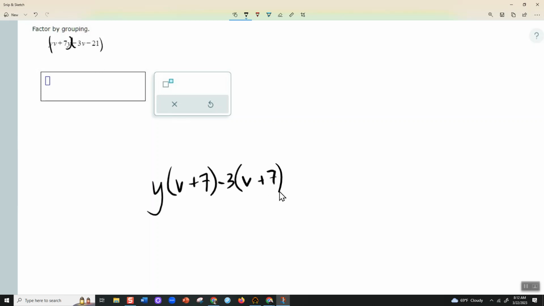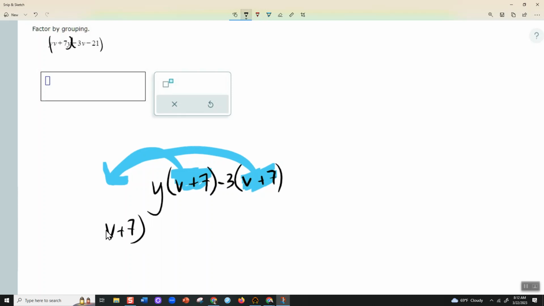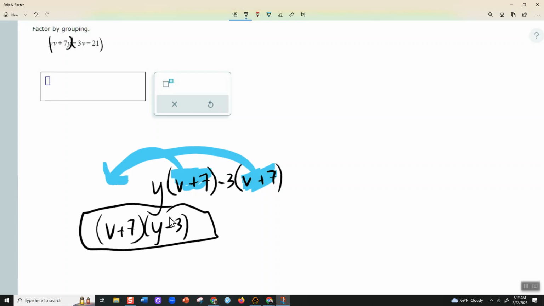positive 7. And again, I know I'm on the right track because I got this common binomial, v plus 7. It's the same in both of them. It gets factored out. It should always be there when you're factoring by grouping. And what's left over is the y and a negative 3. Very important to pay attention to your signs as usual.